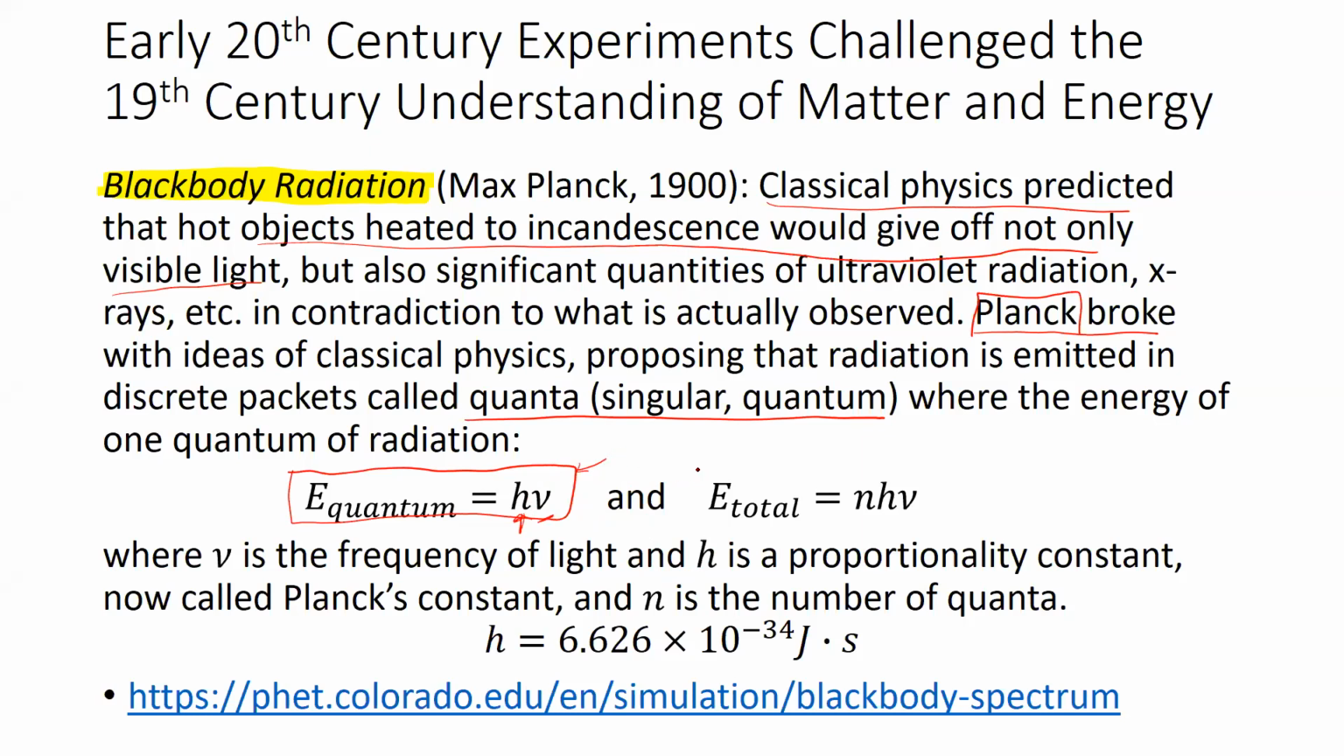If you look at the total amount of energy that an object gives off when you heat it up, the amount of energy that it gives off as light is going to equal n h nu, where n is just the number of quanta. Okay, and so the constant that he proposes eventually becomes known as Planck's constant and has a value of 6.626 times 10 to the minus 34 joule seconds.